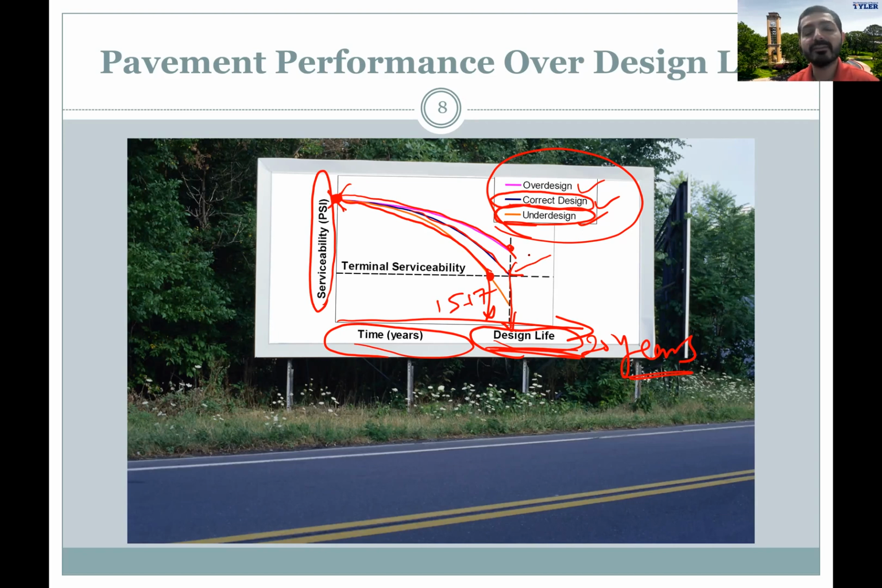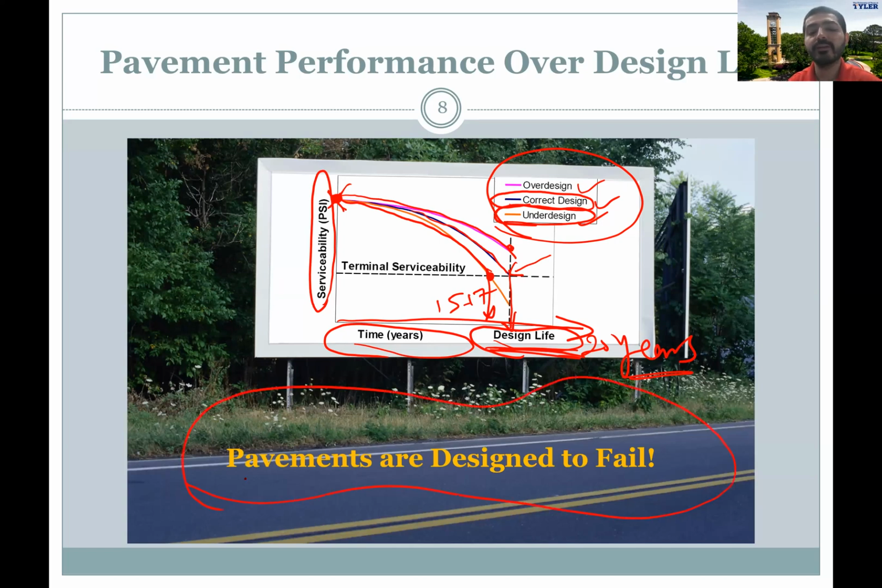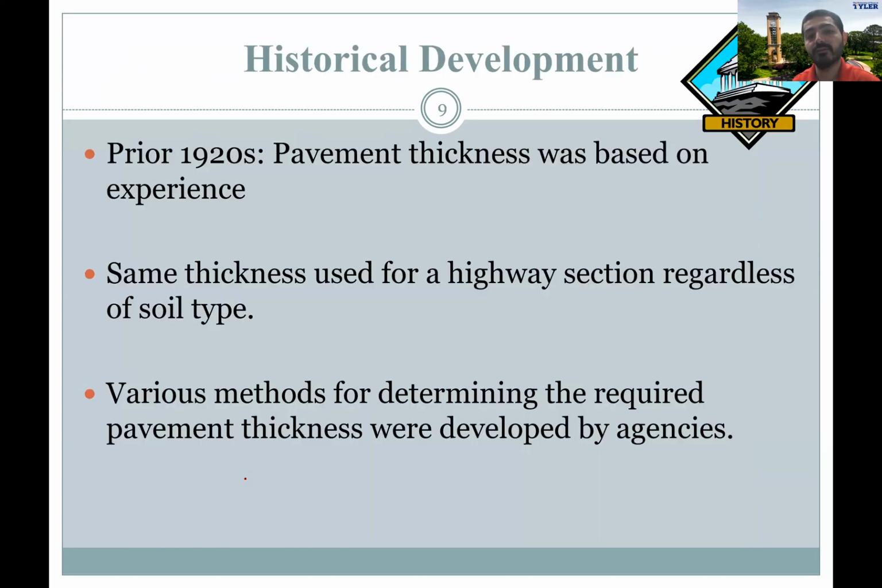So your goal is really to reach that correct design. If the client is asking you to design it for 20 years, you would hope to have a design that's cost efficient, but at the same time you're not under designing it. You're reaching the exact design life by the terminal serviceability. So as I said, it sounds weird, but pavements are designed to fail gradually with time until you reach the design life, the terminal serviceability of that roadway.